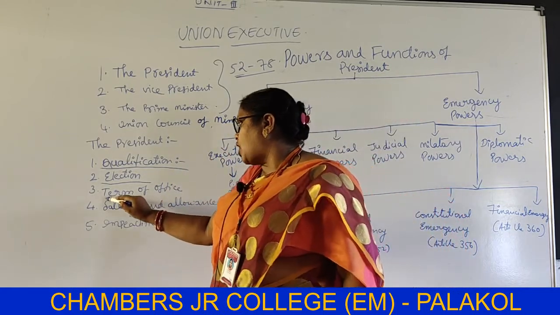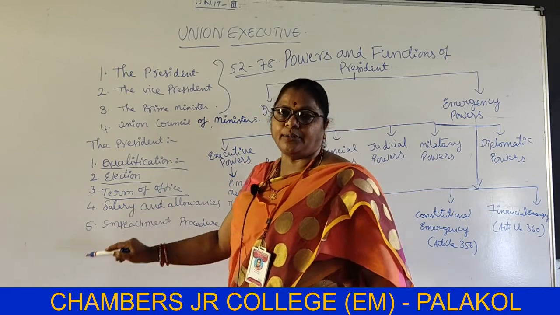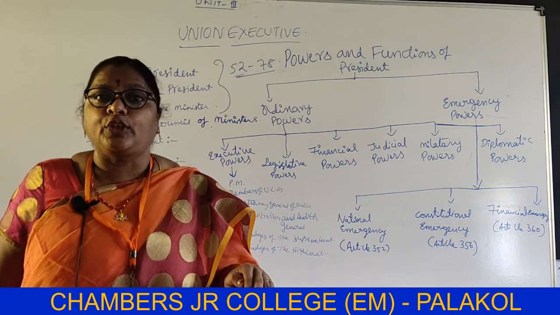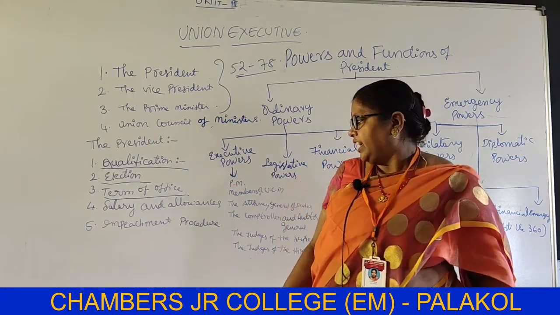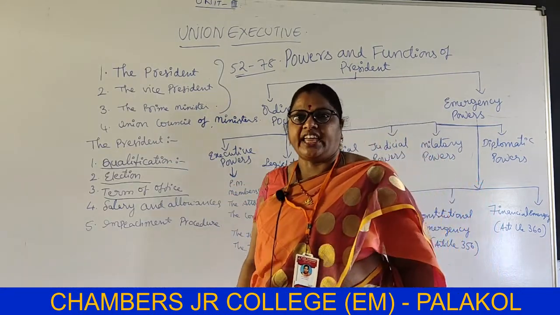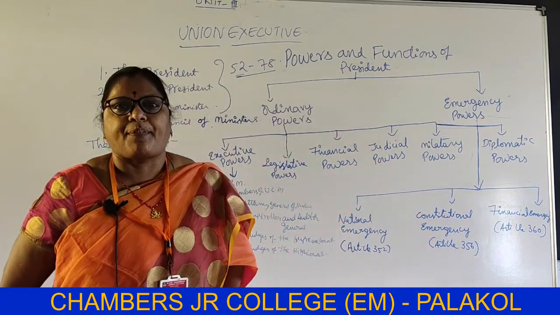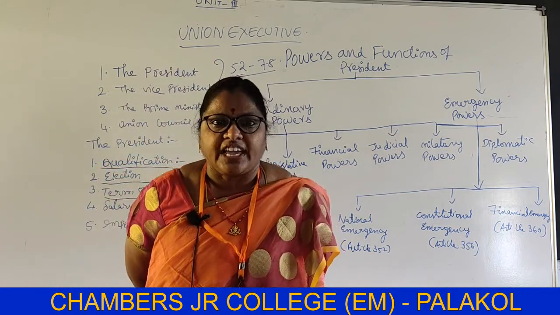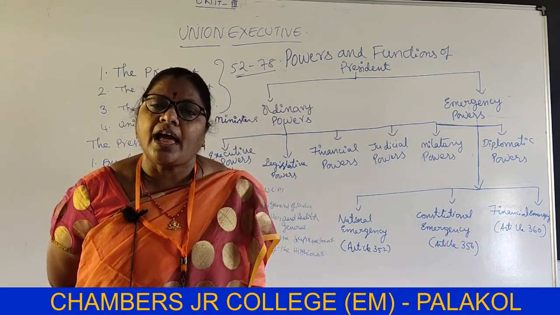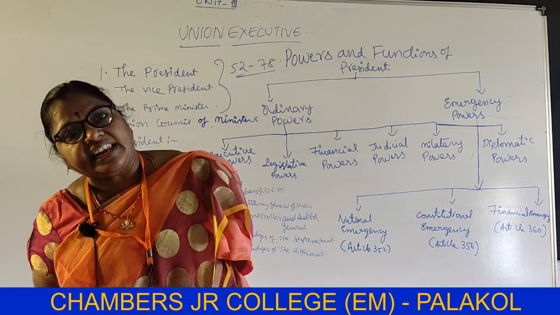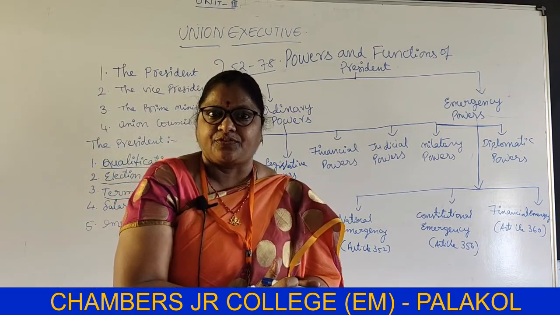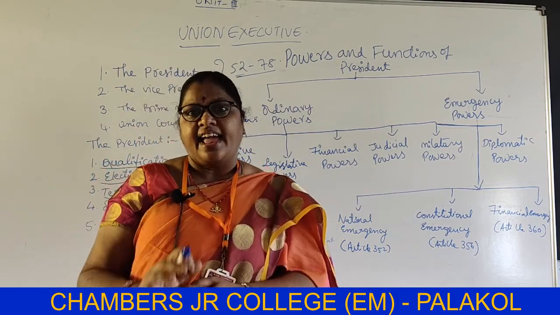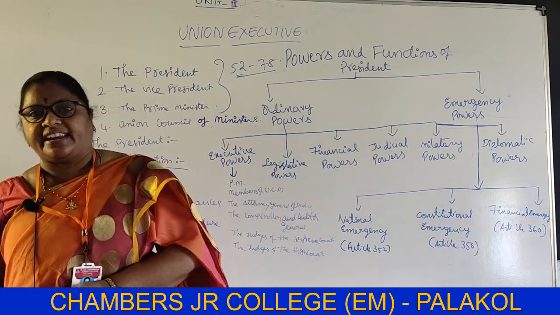Next, term of office. So 5 years he will continue in the post. Term of office, 5 years from the date of issuing the power. Understand, he will continue in his post. How many years? 5 years. He is eligible for re-election. After completing the 5 years of term, again he can be elected. Understand? Again he can participate in the elections. So he is eligible for re-election.